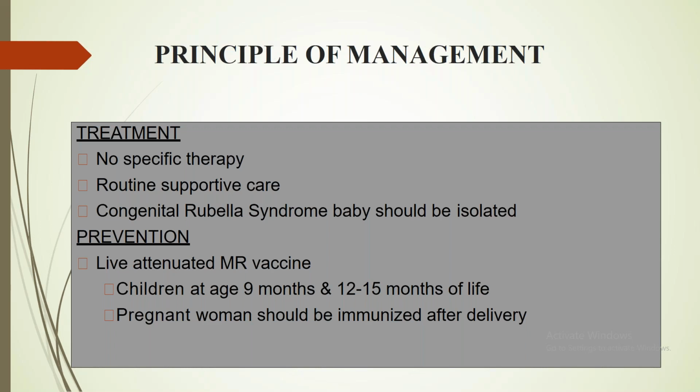So an important point for these exanthematous illnesses is that many of them are vaccine preventable diseases, like measles and rubella. Nowadays we have the MR vaccine campaign, which is given to children at 9 months of age and also at 15 months of age, and they are very efficacious, with an efficacy of around 90 to 95%. And if any female is not immunized and is planning a baby, she should be immunized before planning the conception.